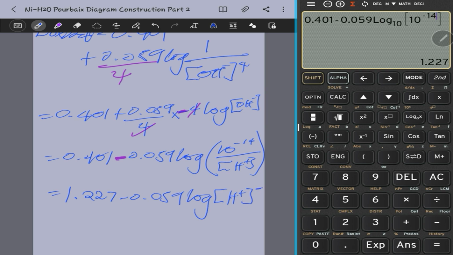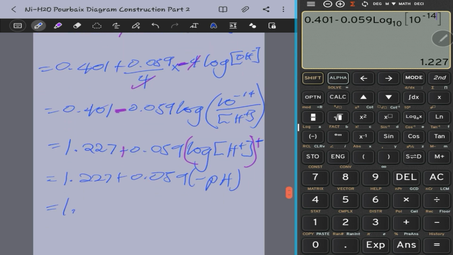This comes with a minus at the top, right? So this minus takes care of this, and I get 1.227 plus 0.059. This here gives me minus pH, right? So I end up with 1.227 minus 0.059 pH, right? So this is what I have for reaction equation 8 as well.